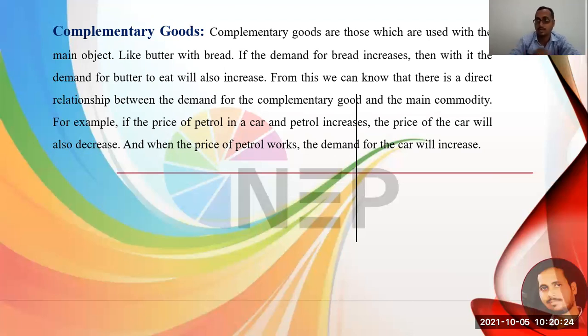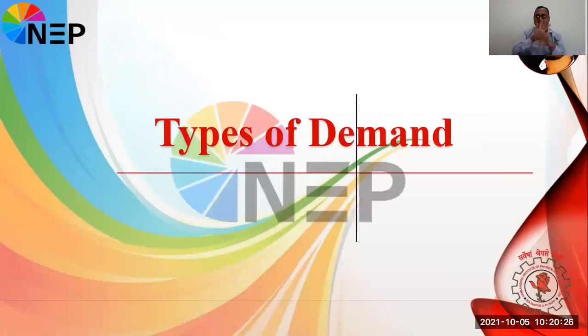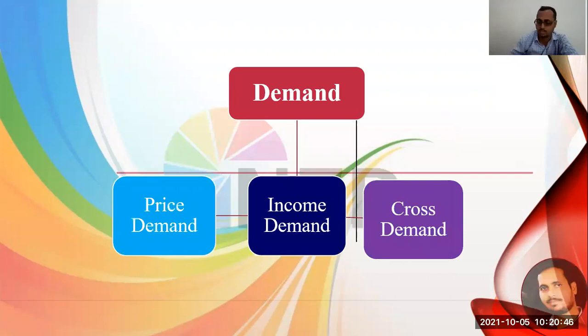This is the example. Now, students, we have discussed all the factors that affect the demand for commodities. The topic we are going to discuss now is the types of demand. Although we know there are three types of demand, in this topic we have to discuss them separately. As you see in the diagram, there are mainly three types of demand. First is price demand, second is income demand, and third is cross demand. One by one, we will discuss the differences.